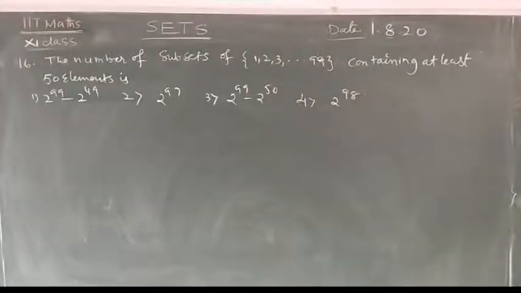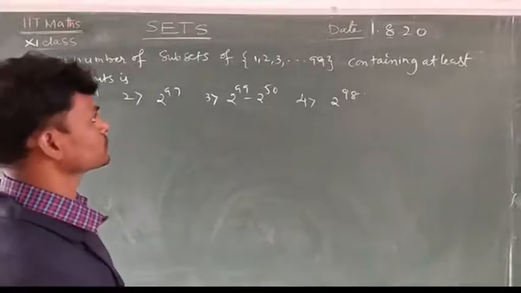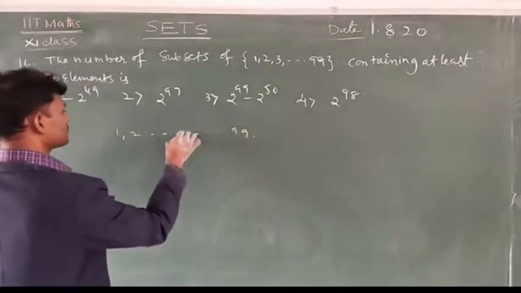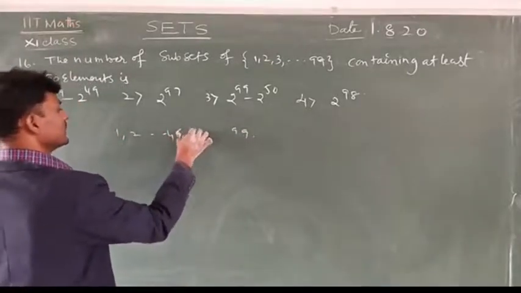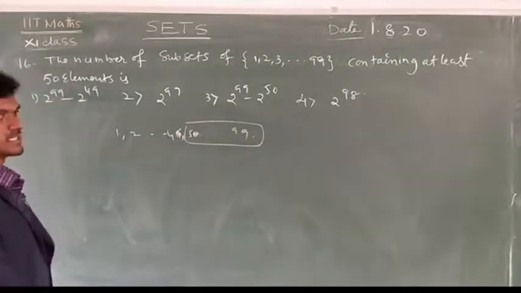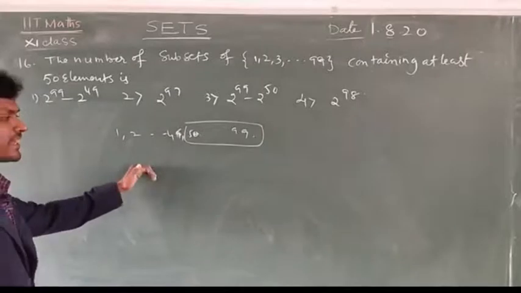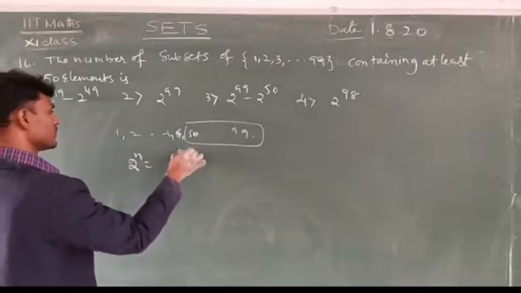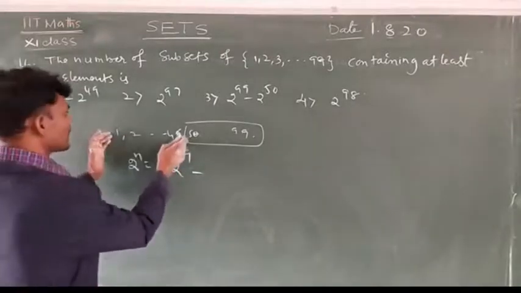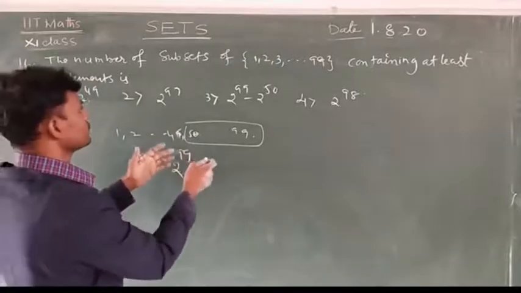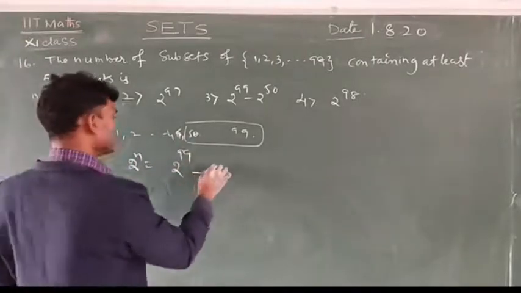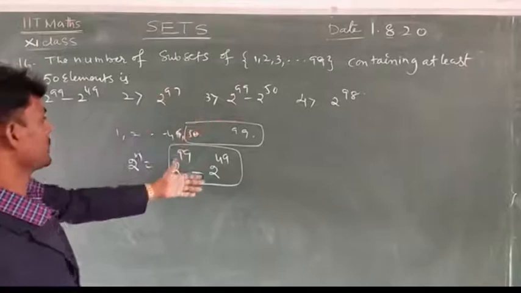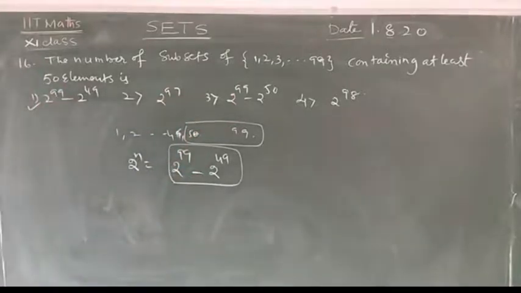Next one, 16th one: the number of subsets of the set 1, 2, 3 up to 99 containing at least 50 elements. Here 1, 2, 3 up to 99 is there. Up to here 49, 49, 50. Here 50 or more than 50 elements that set is having. A set having n elements means the total number of subsets is 2 to the power of n. Here the total number of subsets is 2 to the power of 99. Up to 49 elements you have to subtract from the set, then we will get the subsets with 50 or more elements. Here 2 to the power of 49 you have to subtract. Then here 50-element subsets we will get. Then which option? First option. Note down.